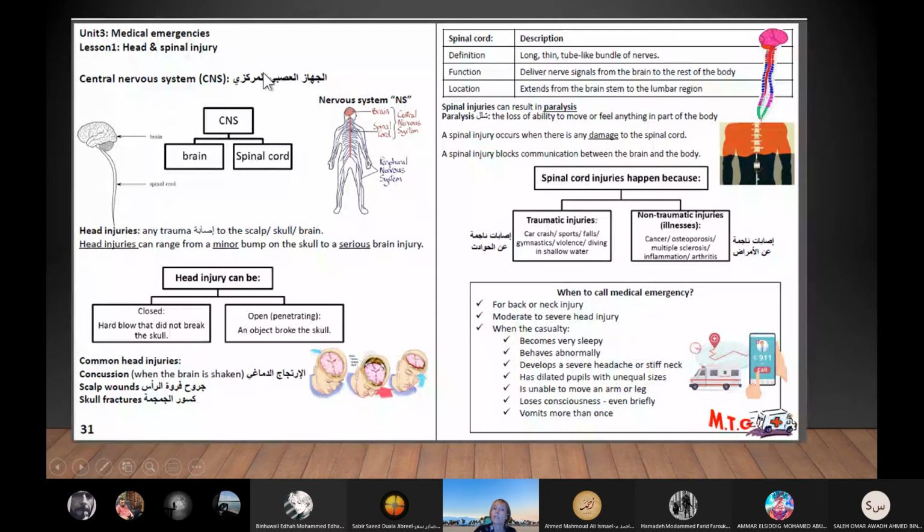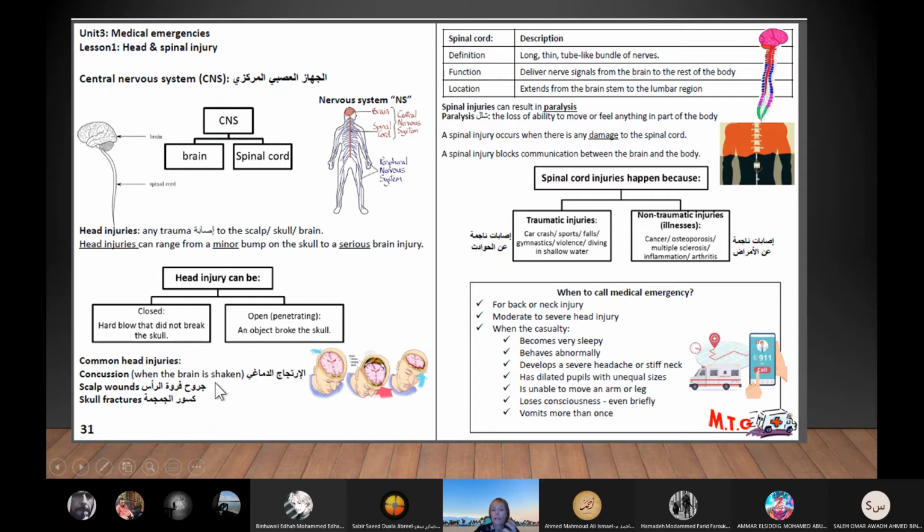Okay, so we're looking at medical emergencies now. So we had a number of medical emergencies. The first one was head and spinal injury. So we can have a number of different head injuries. They can be either closed. So if we say we have a closed head injury, we mean that the skull is not broken. But if it is open, that means that the skull, the bone, is actually broken and it might expose the brain.